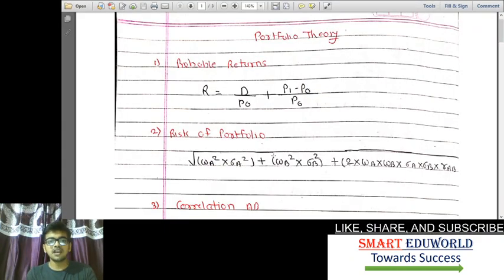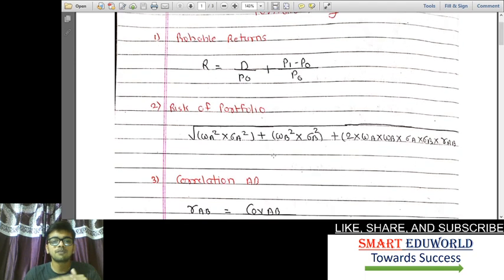The first formula is probable return. So what is the formula for probable return? Return is your dividend plus price appreciation. So D1 plus P1 minus P0, where P0 is your initial investment, divided by P0. So this is the formula for probable return.